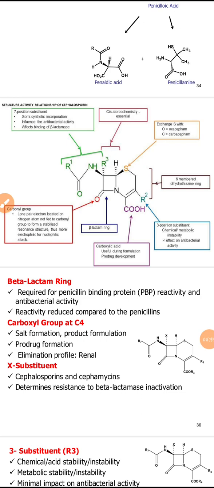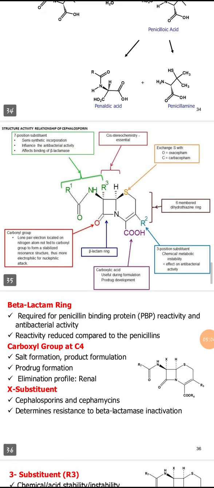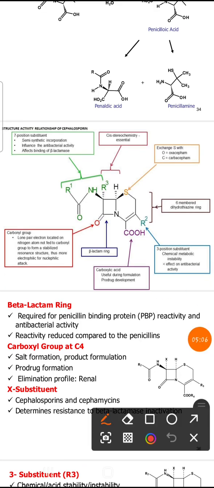And at the 7th position, we have the R3 group, and at the 6th position, we have hydrogen. That stereochemistry is very important.